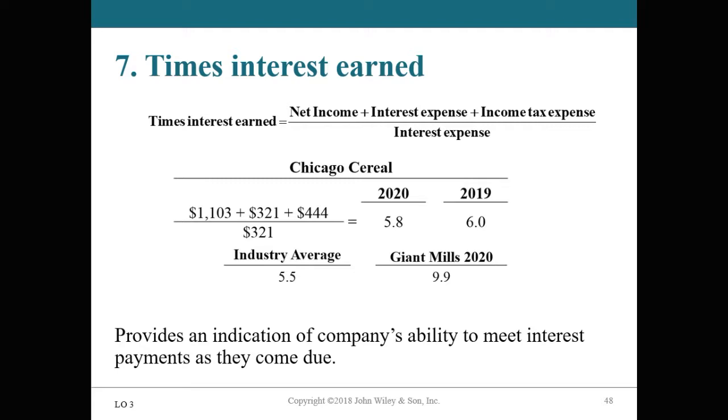How many times could we meet that? Here we see that Chicago Cereal has a 5.8 in the current year. They were previously a 6.0. The industry average is 5.5, so Chicago Cereal is covering it better than the industry average, but not as well as their biggest competitor, Giant Mills, who's at 9.9.